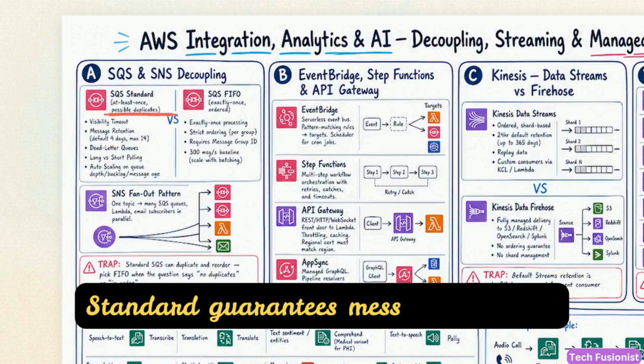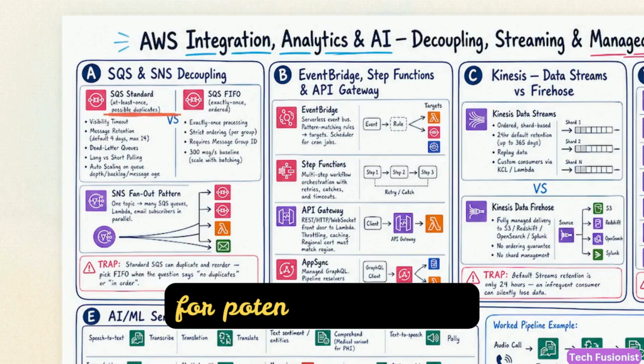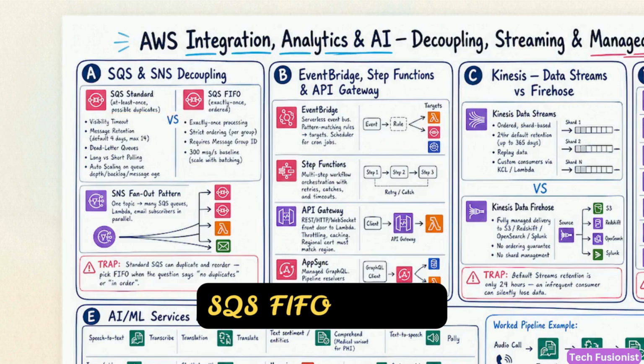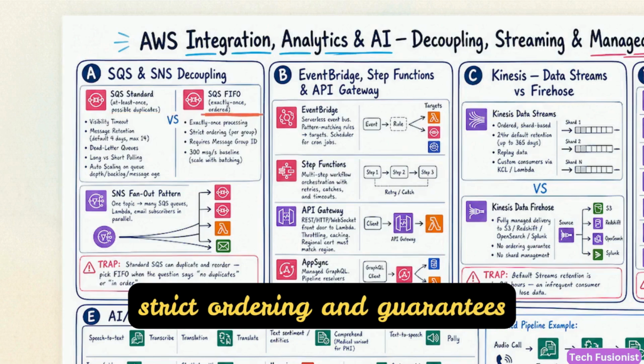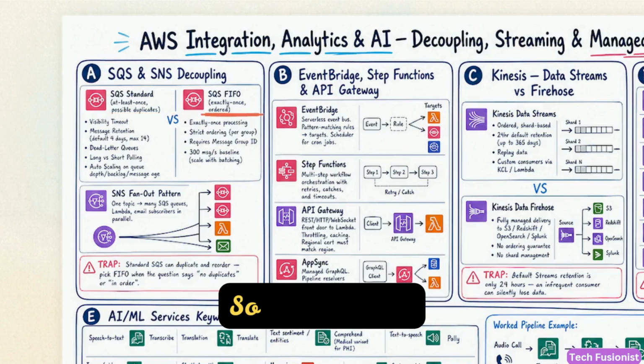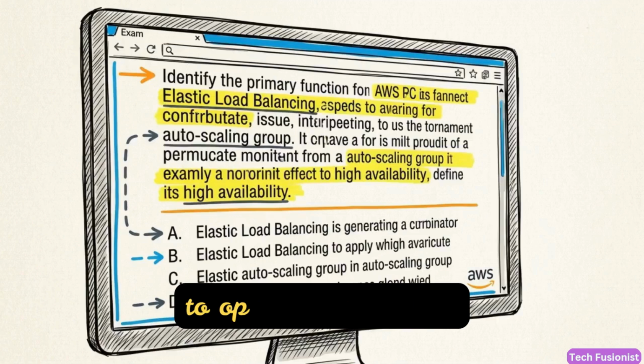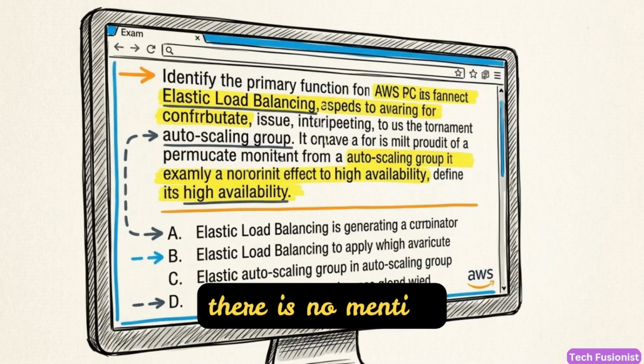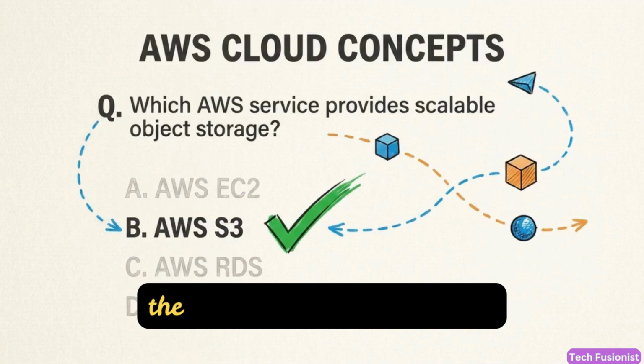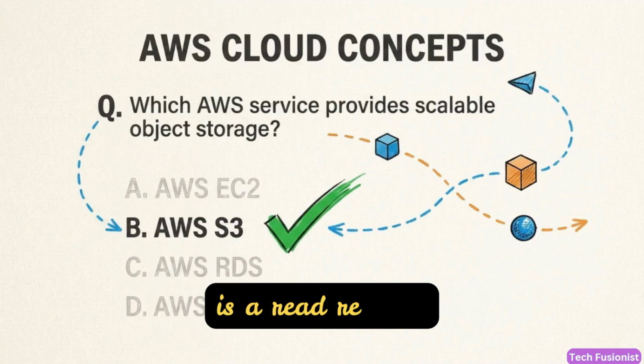SQS Standard guarantees message delivery, but allows for potential duplicates. SQS FIFO enforces strict ordering and guarantees exactly once processing. So if a practice scenario asks you to optimize a database that is struggling to handle heavy read queries, and there is no mention of strict failover requirements, the only correct architectural choice is a read replica.